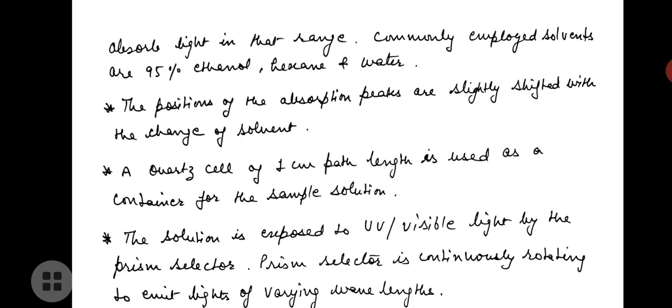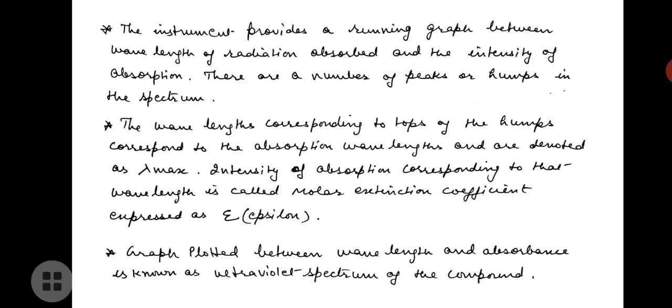The solution is exposed to UV or visible light by the prism selector, and the prism selector is continuously rotating to emit lights of varying wavelengths. A hydrogen discharge lamp and tungsten lamps are used for emitting UV and visible light. The instrument provides a running graph between wavelength of radiation absorbed and the intensity of absorption.